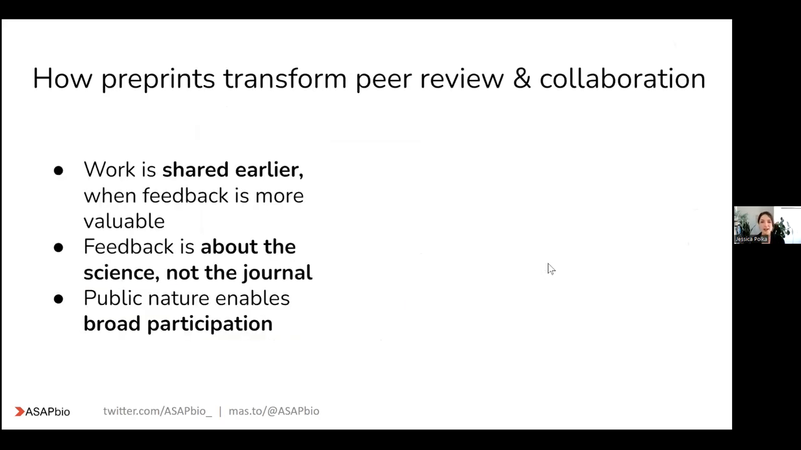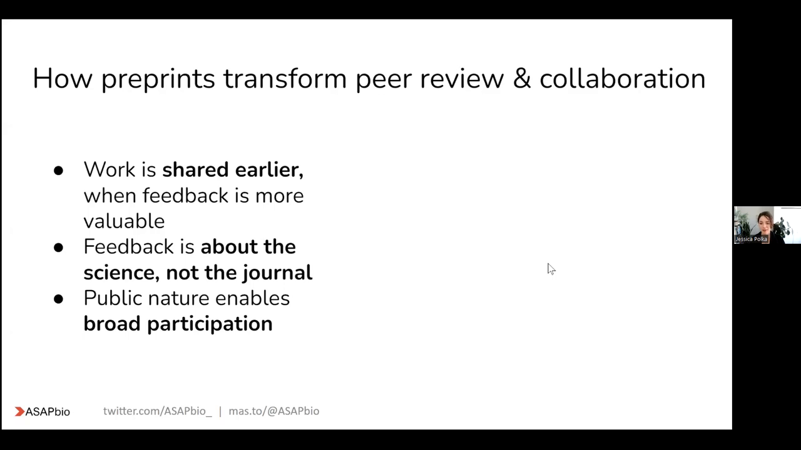And this dialogue is really very special because it's not just the kind of comments that might be posted on any paper after it's published. Preprints are shared earlier than the final article, or they can be shared earlier than a subsequent article version if it goes on to be published in the journal. The work is shared earlier when the feedback is more valuable. The feedback can be about the science or about the scholarship, not necessarily about whether it's suitable for a particular journal or not. And the public nature of preprint commentary and feedback can really enable broad participation rather than just the few reviewers invited by a journal who might be on the radar of the editors.